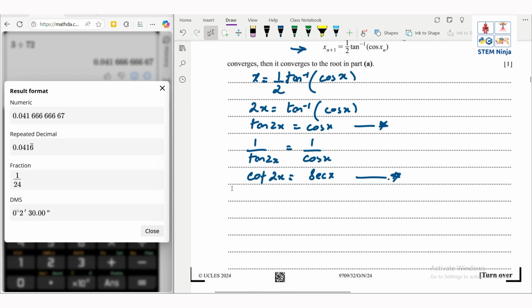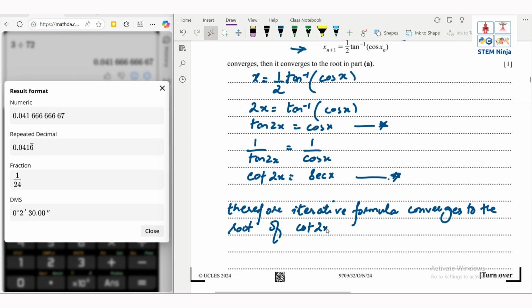So what we just simply need to write, therefore, iterative formula converges to the root of cot 2x equals secant x. That's it.